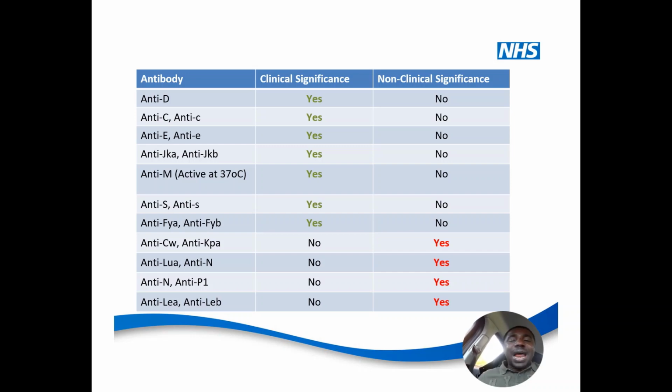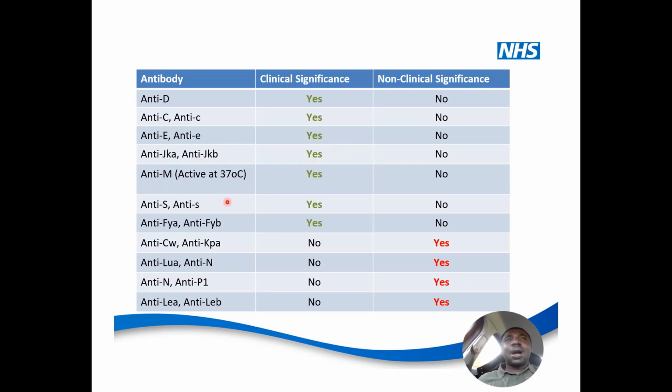Okay. So now if you look at the clinically significant antibodies, you can see anti-D is there. So I've used yes or no for that. Okay. So clinically significant antibody, anti-D, yes. So you see anti-big C, anti-little c, yes. Anti-big E, anti-little e, yes. They are clinically significant. JKA, JKB, yes.